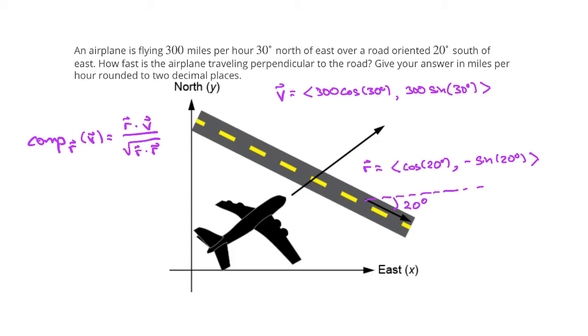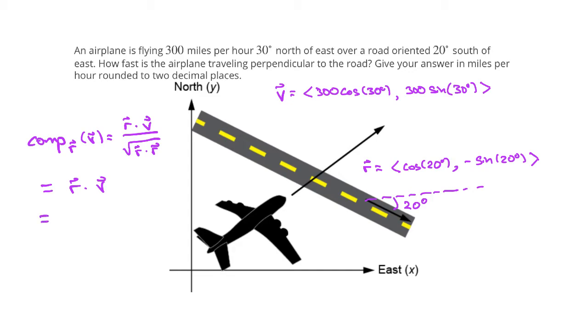Well, since r is a unit vector, because we chose the values of cosine 20 degrees and minus sine of 20 degrees, r is going to be a unit vector. And so that means the length of r is going to be 1, so r dot r is going to be 1. So the only thing that we really have is the scalar component for that value, which is equal to r dot v.